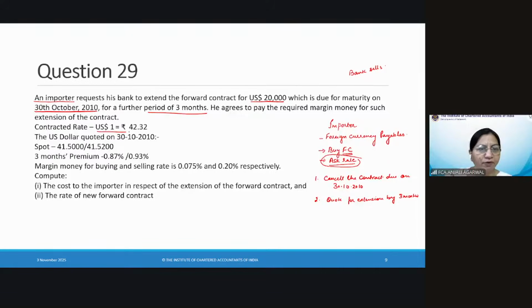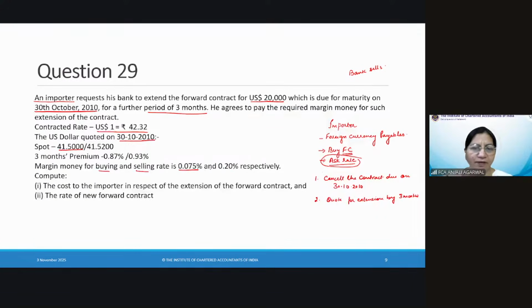So the contracted rate was 42.32. It was expected that we will demand from the customer. Ask was 42.32, but now the bid rate is on the spot, that is on 30th October 2010. Bid is 41.50. Is there a margin money? Yes, there is margin. And there is a different margin at buying and selling. At buying, it's 0.75%. And for ask, it is 0.20%. So there are different margins also, while at the time of bid and at the time of ask, 2 different rates of margin is applicable.